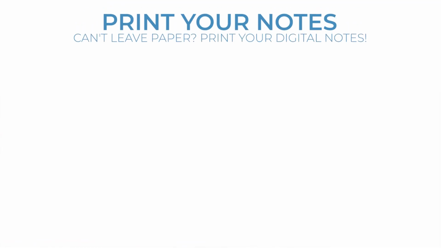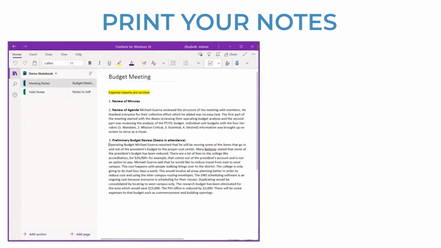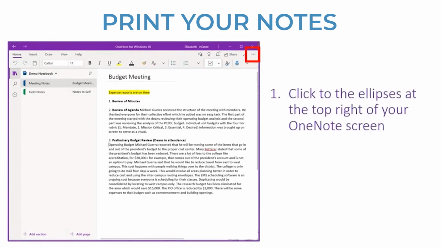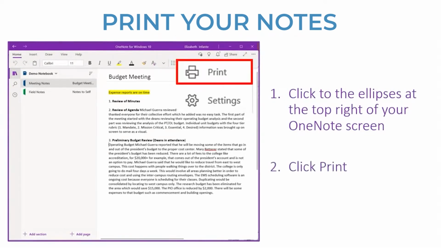To also print your notes, if you can't leave paper, you can print your digital notes, or if you are going somewhere where you don't want any distractions with any of your devices, you just want to be laser focused, print your notes. Super, super simple. You'll just go to the ellipses at the top right of your screen, and from the drop down menu, you'll click print and go through the normal print settings, pick your printer, and there you have your digital notes in your hand. Super, super simple and great if you don't want any distractions in a meeting.